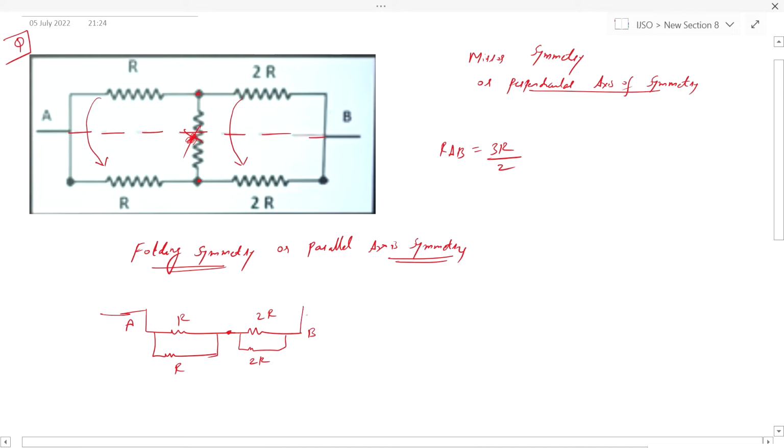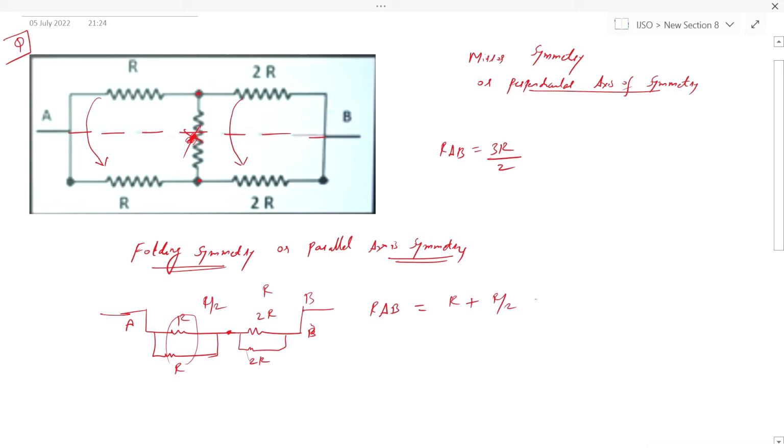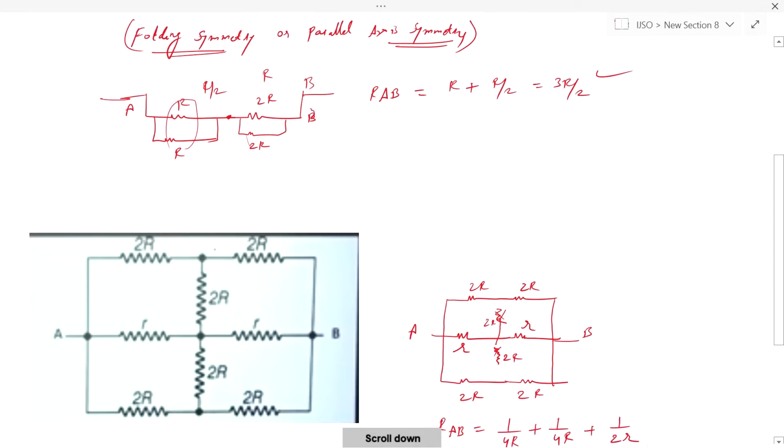Okay. So now you calculate between A and B. So RAB will be what? This is in parallel, so it's R by 2. And this again is in parallel with R. So R plus R by 2, which is 3R by 2. The answer will come out the same, but the methods are different. In certain cases it would be folding axis of symmetry, and in certain cases perpendicular axis of symmetry. I will give you more examples, but first we'll just try down this one.